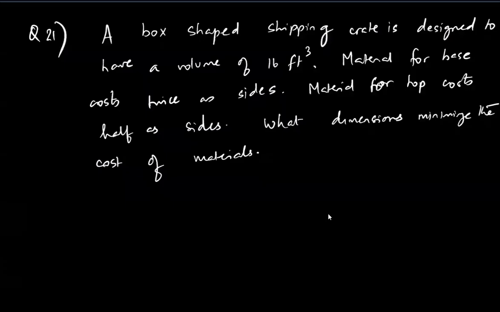A box-shaped shipping crate is designed to have a volume of 16 cubic feet. The material for the base costs twice as much as the sides. Material for the top costs half as much as the sides.